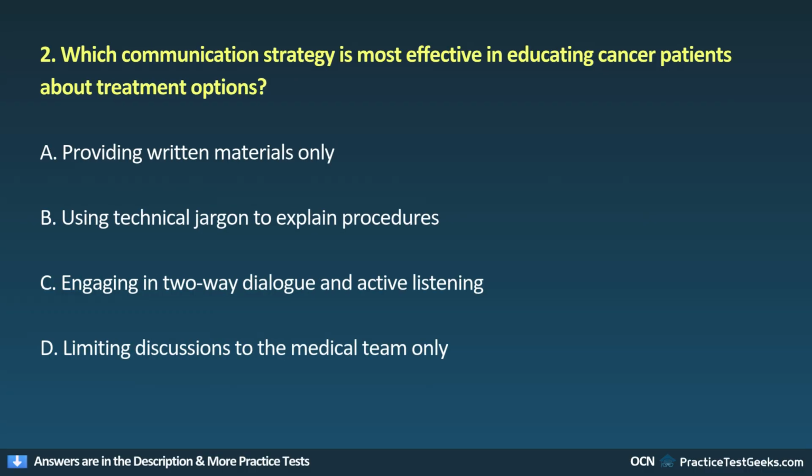2. Which communication strategy is most effective in educating cancer patients about treatment options? A. Providing written materials only. B. Using technical jargon to explain procedures. C. Engaging in two-way dialogue and active listening. D. Limiting discussions to the medical team only.